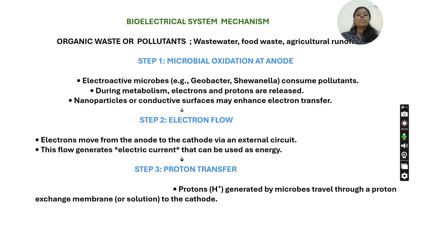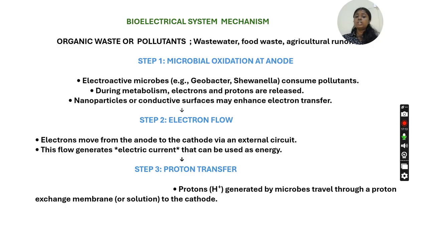So here organic waste or pollutants like wastewater, food waste, and agriculture runoffs are considered. Then the first step is microbial oxidation at the anode. Here electroactive microbes like Geobacter or Shewanella consume pollutants. During metabolism, electrons and protons are released, and nanoparticles or conductive surfaces may enhance electron transfer.